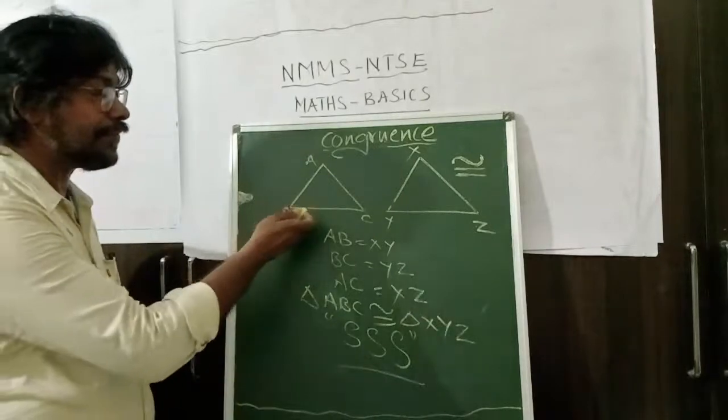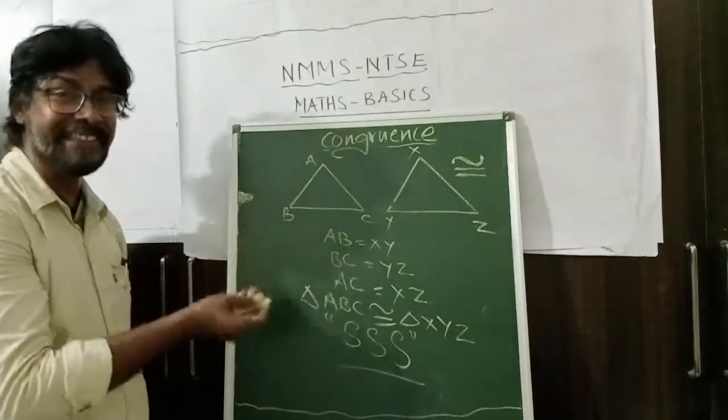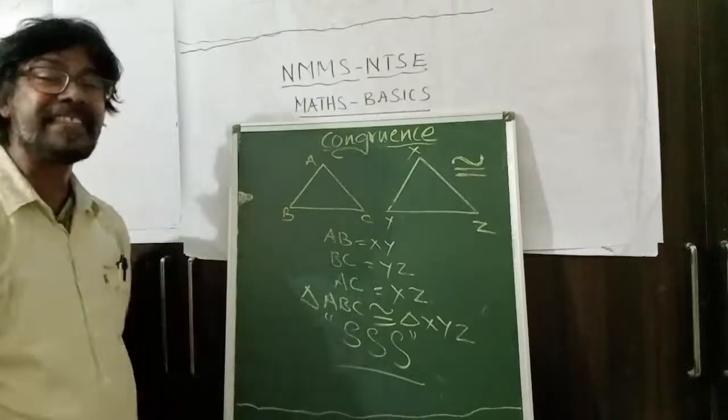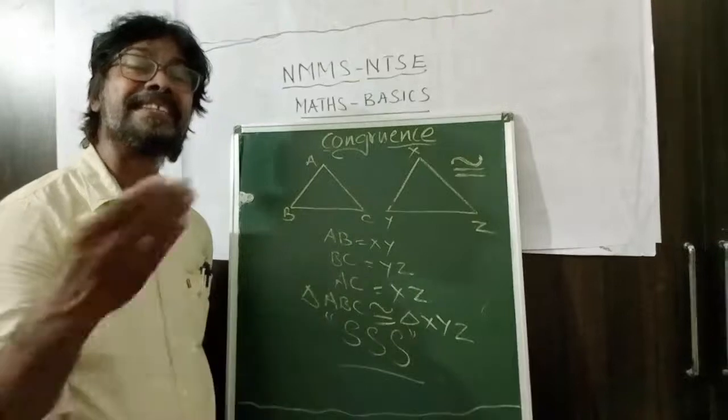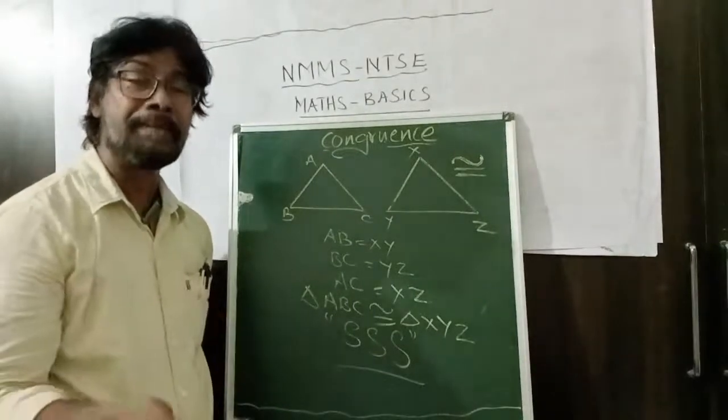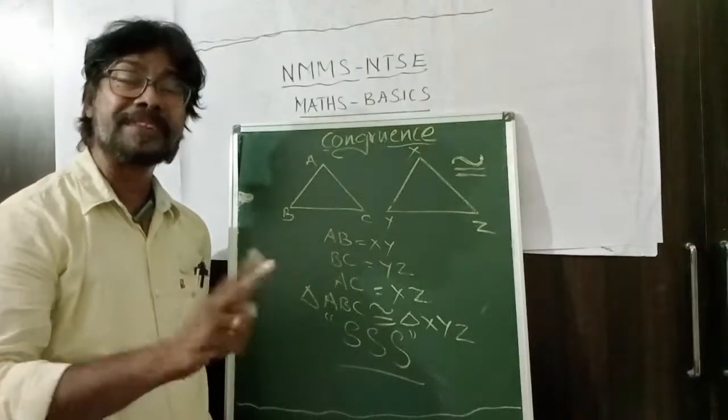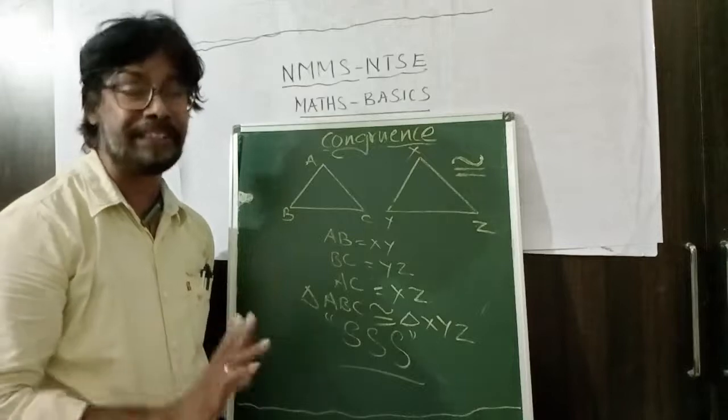Now what we learn is that if the three sides of one triangle are equal to the three sides of the other triangle, then the two triangles are congruent to each other.